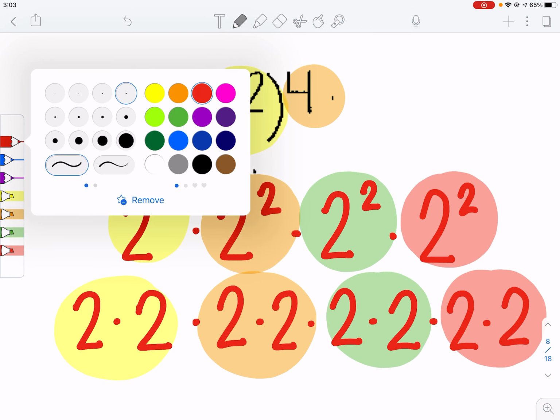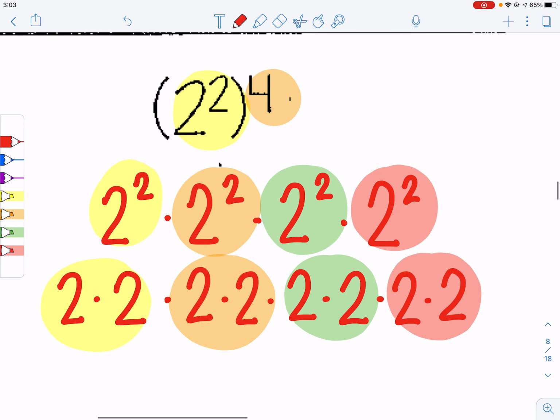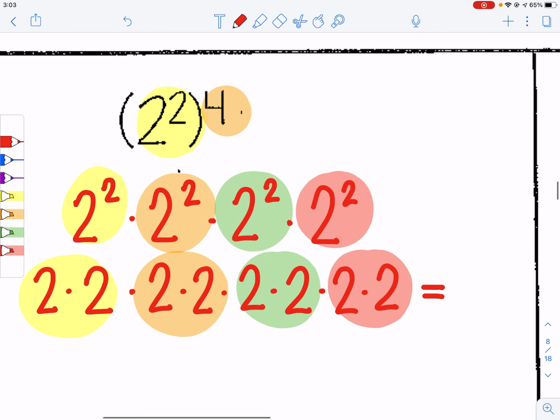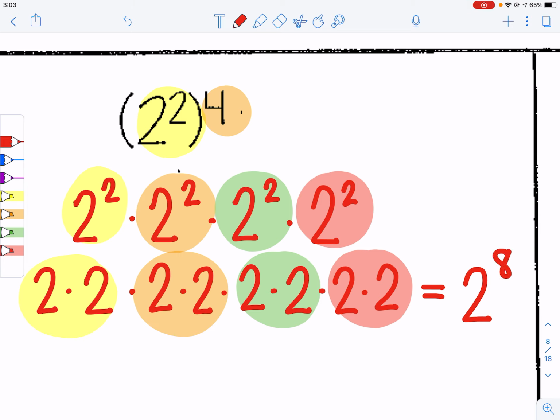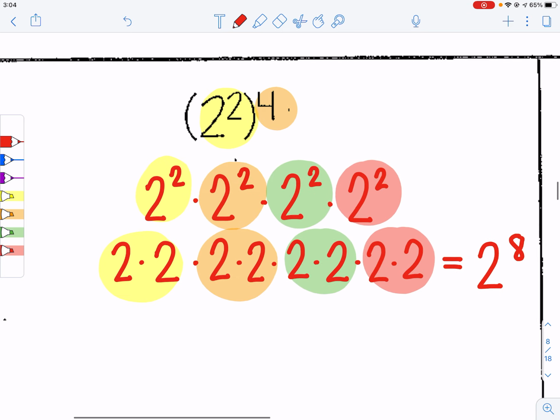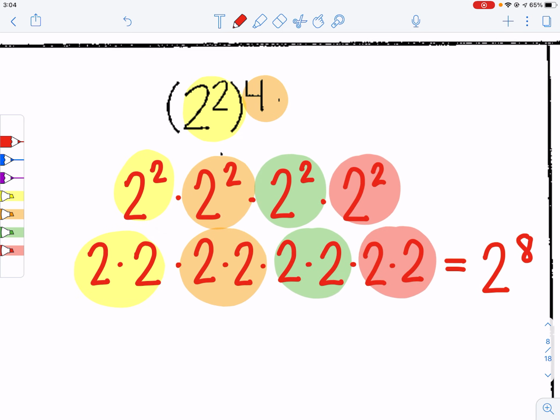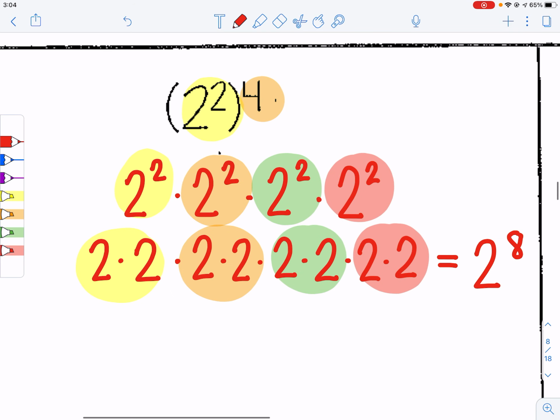And then from here, let's condense this and count up how many total 2's we have to multiply together. So you got 1, 2, 3, 4, 5, 6, 7, 8. So this is really 2 to the 8th. Okay. And then the nice thing now is we'll use our scientific calculator that will do this exponent for us.